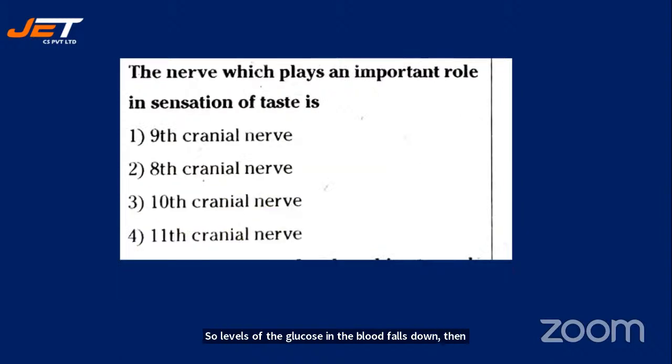Then the nerve which plays an important role in the sensation of taste. We have many nerves. As I told you, we have peripheral nervous system. These are the nerves which emerge from both the organs of the human, that is CNS, central nervous system. So which nerve is responsible for the sensation of taste? It is also given in your textbook, children. It is the direct question. What's the answer? 9th cranial nerve, 8th cranial nerve, 10th cranial nerve, and 11th cranial nerve.